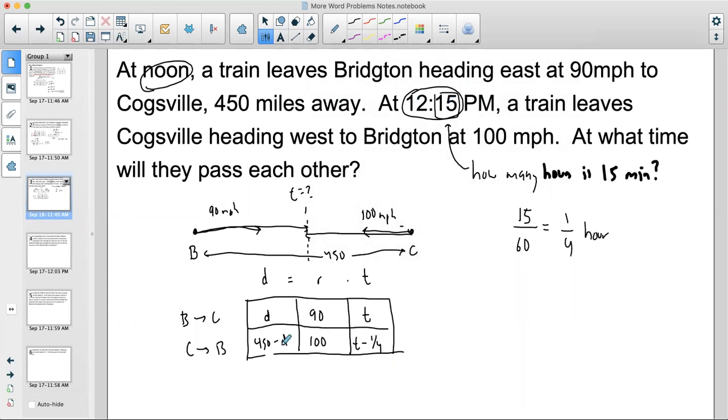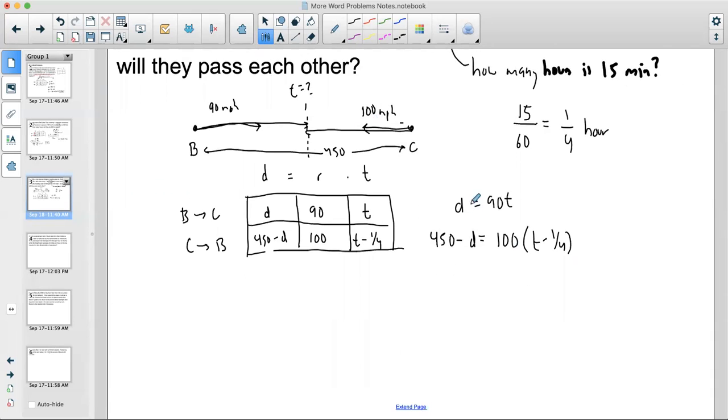I got the right distances, the right times, and the right speeds. So I get D equals 90t. I wrote a 9, which is wrong. D equals 90t, and 450 minus D equals 100 times t minus 1/4. And now I think I can do the same trick I did in the last one because I have a positive D and a negative D already. I can just add these two equations together.